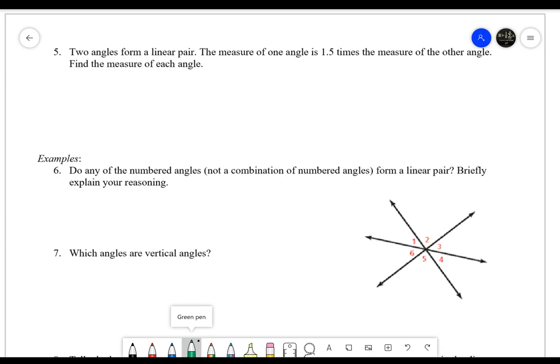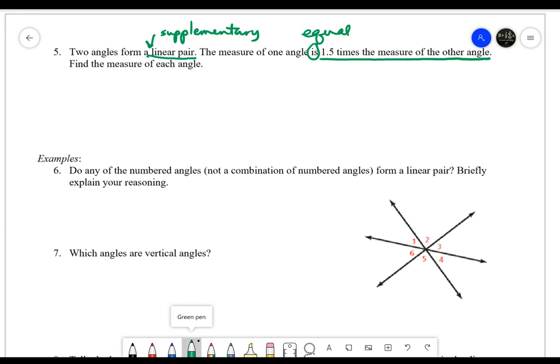Now, two angles form a linear pair. So before I finish reading, I have to think to myself, a linear pair means supplementary. It means 180 degrees. Now I can continue to read. The measure of one angle is 1.5 times the measure of the other. So this means equal. Anytime you see that, it's going to be writing an equal. Find the measure of each angle.